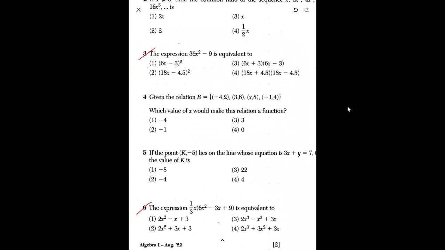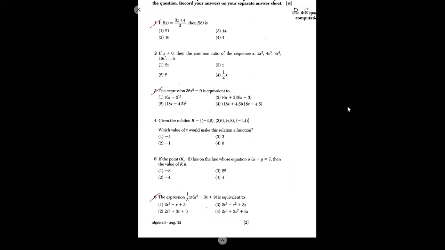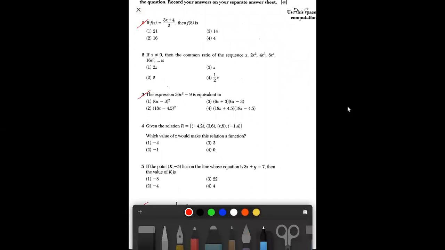Basically, what we have here, let me bring it up, is they give us a relation, R, and they give us some points: (-4, 2), (3, 6), (x, 8), and (-1, 4). And what they want to know is which value of x, which input, would make this relation a function, but they're also asking which one of these would not make it a function. So this should be, if you remember, the functions.